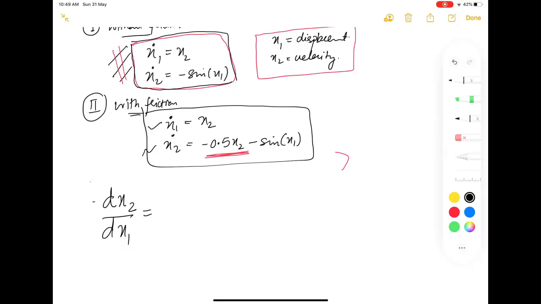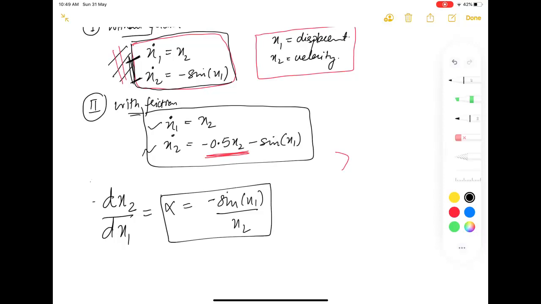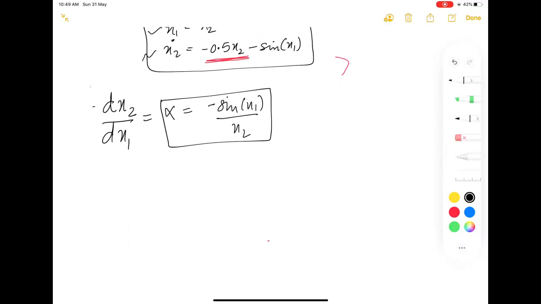as you remember, the phase portrait is drawn by taking the slope and equating it to some constant, dx2 by dx1 is equal to alpha, which would be given by, if you look at the first equation, dx2 by dt is given by this, and dx1 by dt is given by this. So you can divide the two equations, so you get minus sine x1 divided by x2. So the equation of the isocline would be given by this here. So an isocline with a slope alpha would be given by alpha x2 plus sine x1 is equal to 0. So this is the equation of the isocline.